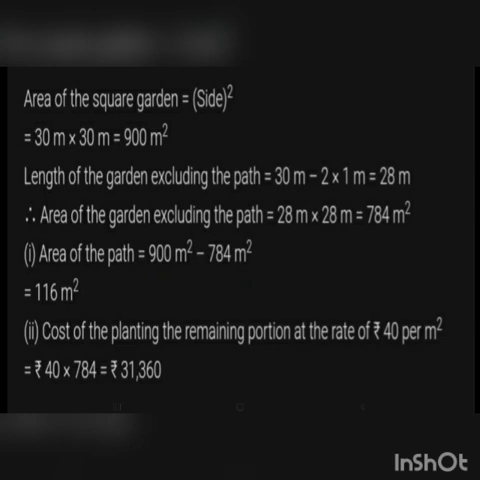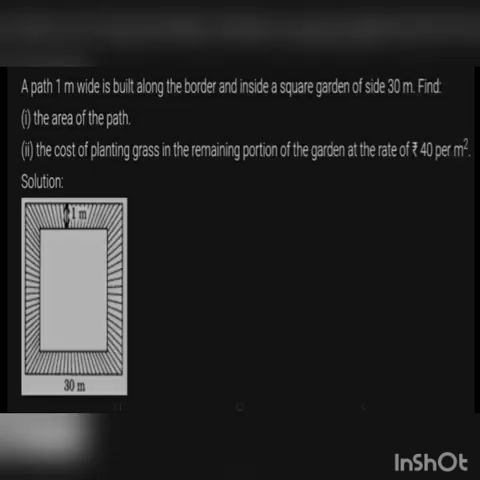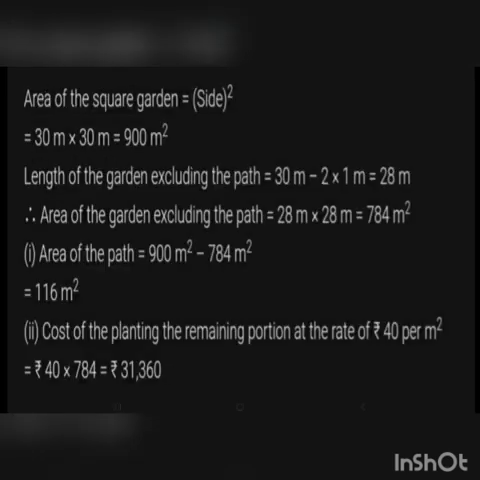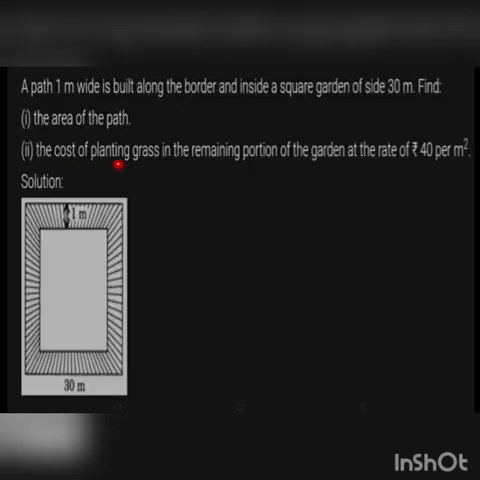Now in this area we have to plant the grass. And what is the rate of planting grass? For 1 meter square it is 40 per meter square. So for 1 meter square it is rupees 40. So 116 meter square into, no, not in the path. They are asking for the cost of planting grass in the remaining portion of the garden. That means they are planting the grass not in the path but in the rest of the portion.